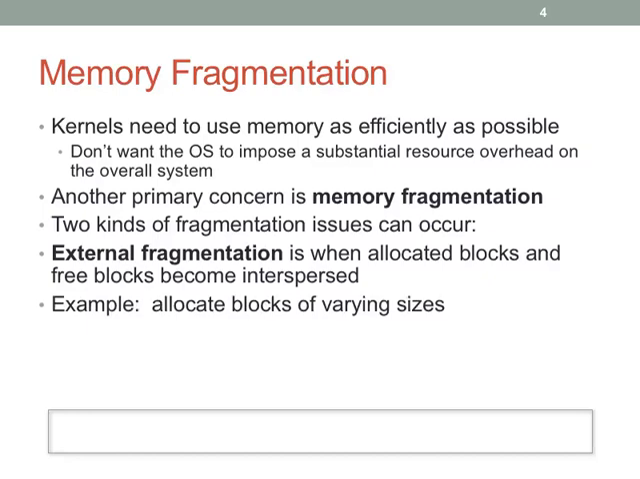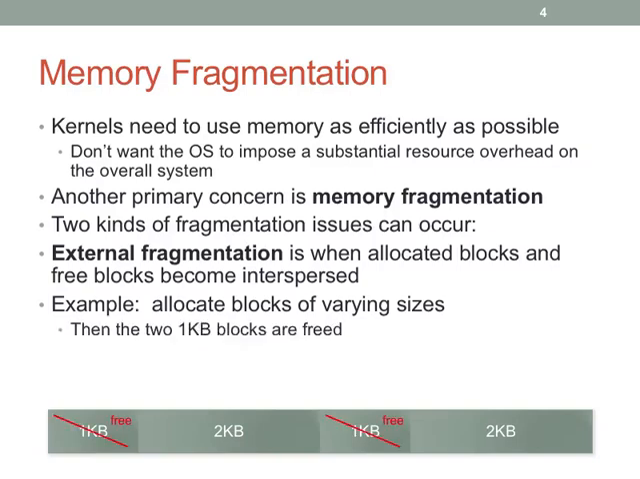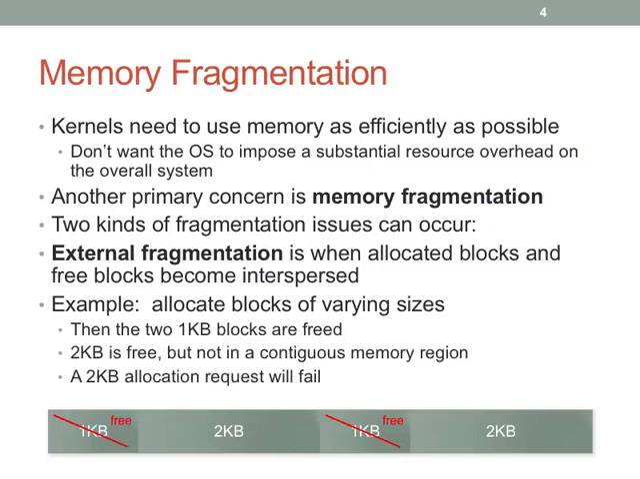So that's external fragmentation. And this is the example that we give a lot in CS24: you have 1 kilobyte, then 2 kilobytes, then 1, then 2. And then the two 1 kilobyte blocks are freed, and then somebody asks for a 2 kilobyte block. Although you do have 2 kilobytes available in the memory pool, it's not contiguous, so the allocation request fails. Okay? So that's an example of external fragmentation.